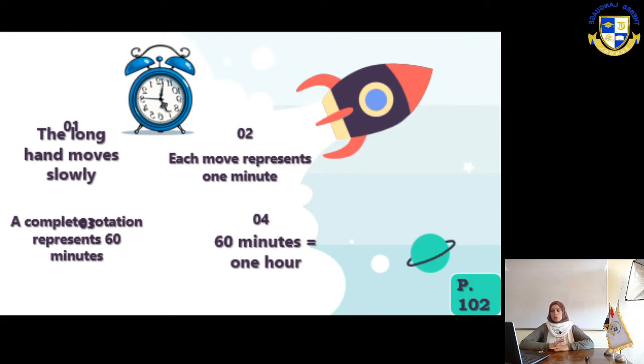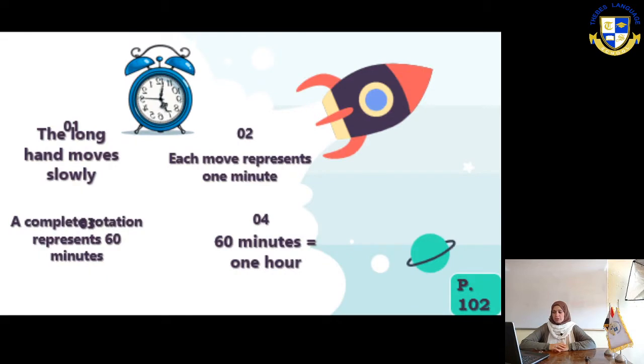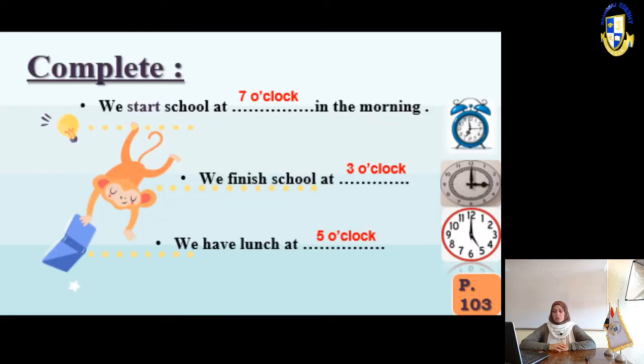Look at the clock that you can see. What can you see in the small arm? The short arm is on 7, the long arm is on 12. So we start school at what? 7 o'clock in the morning. Look at the second clock. The short arm is on 3 and the long arm is on 12. So this is 3 o'clock. We finish school at 3 o'clock.